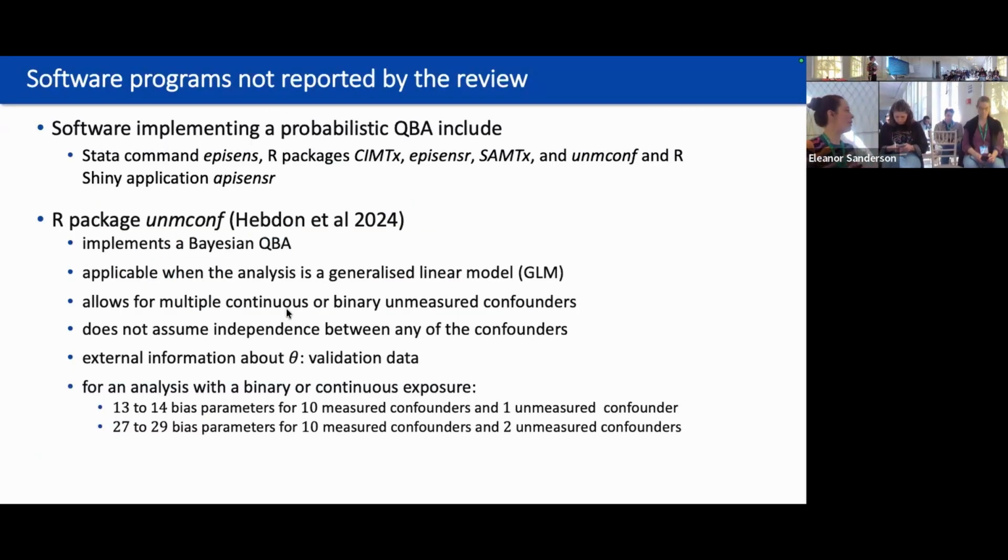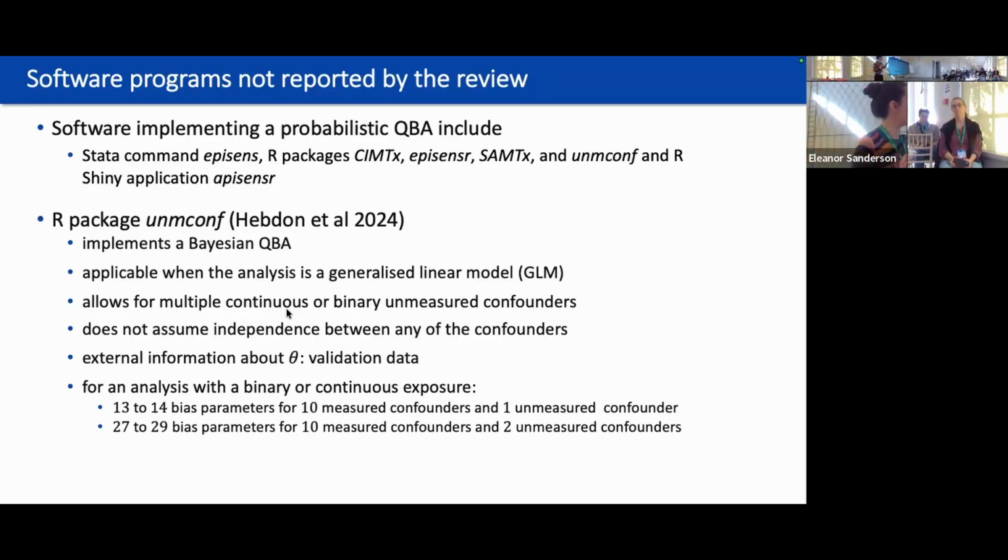Now, there are software programs implementing a probabilistic bias analysis. They were just published outside of our review window. Some of you may be familiar with the Stata command EpiSens from 2008. There's the R version, which is EpiSensR, and a Shiny application, AppEpiSensR. And these are applicable when you have a binary exposure and a binary outcome. You've got 2x2 data, and assume you have no measured confounders.